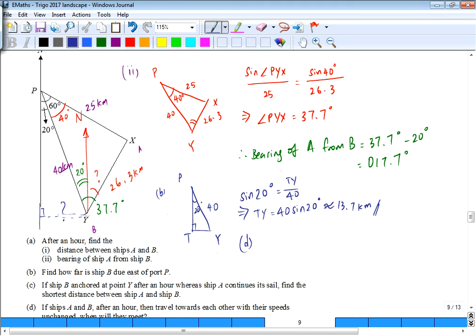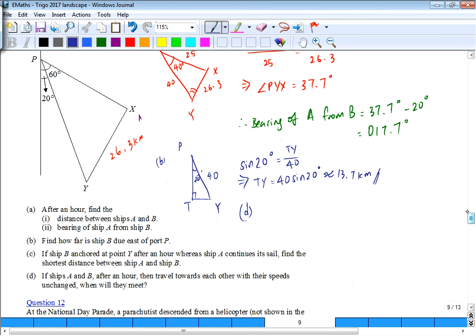Now from point A and B, they are going to travel towards each other. Let's remove all the irrelevant stuff, with the speeds unchanged. So what time will they meet? So we let them meet after t hours.